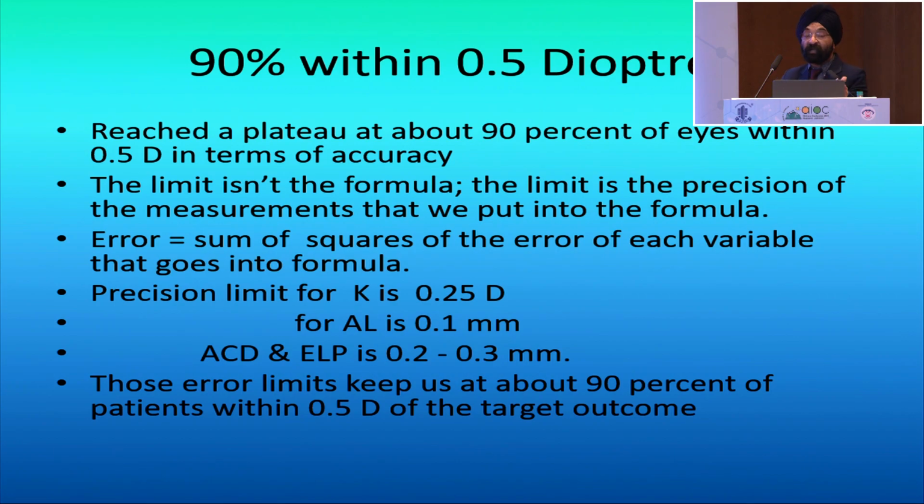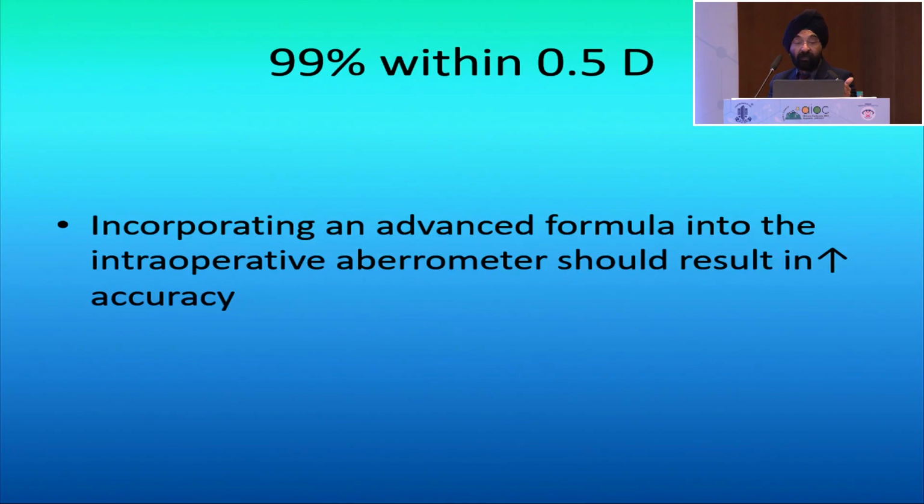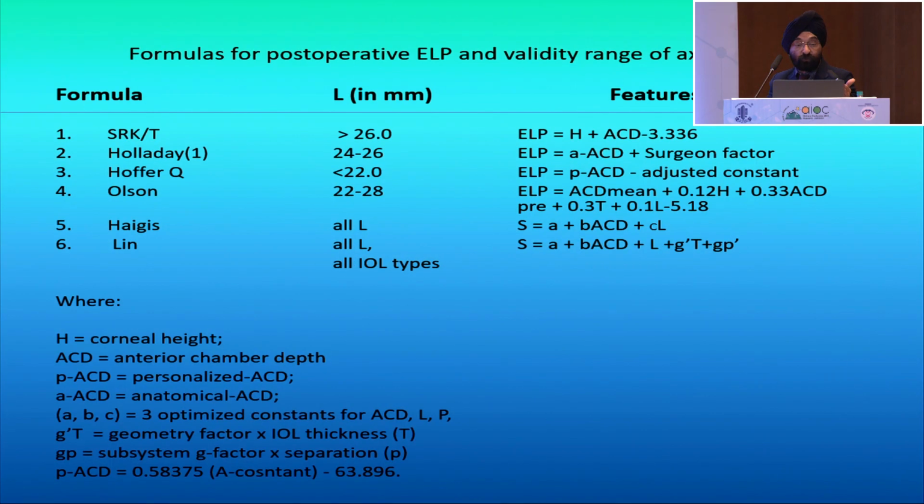Now we are stuck at 90% accuracy within 0.5 diopter. We are not able to achieve accuracy more than this. Why? The limit is not the formula anymore. The limit is the least count. The precision limit, or least count, for keratometry is 0.25 diopter, and for axial length is 0.1. So these error limits keep us at 90% accuracy. Can we achieve 99%? Yes, if we use newer formulas and use specific formulas for different situations.